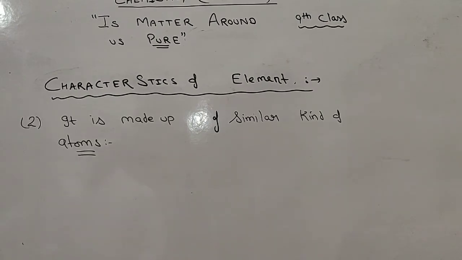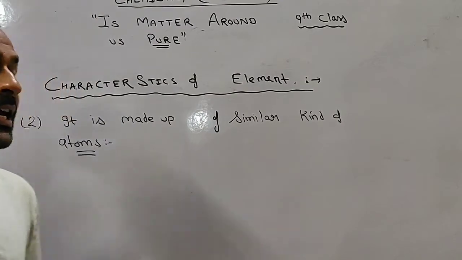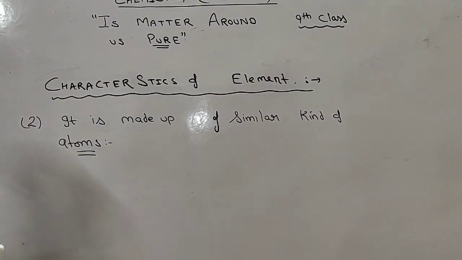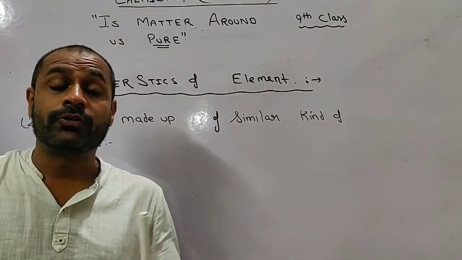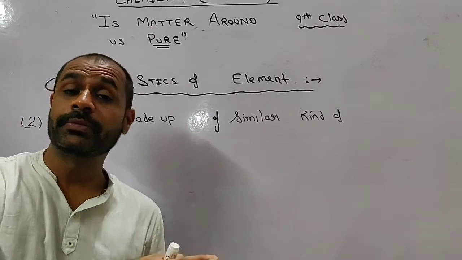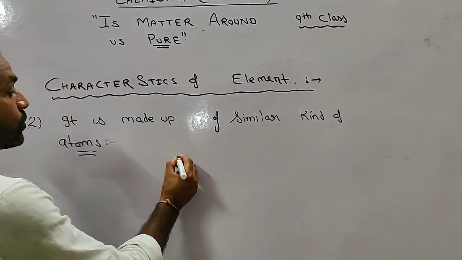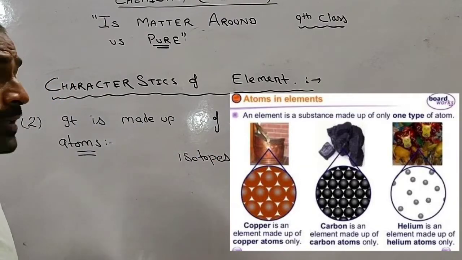The second characteristic is this: it is made up of similar kind of atoms. Fine. As we have already discussed, similar kind of atom. So now the question arises: the atoms are always similar, how can they be differentiated? They can be differentiated in the form of isotopes. So we will study the isotopes in the upcoming chapters.